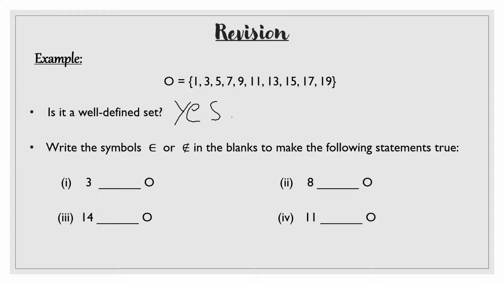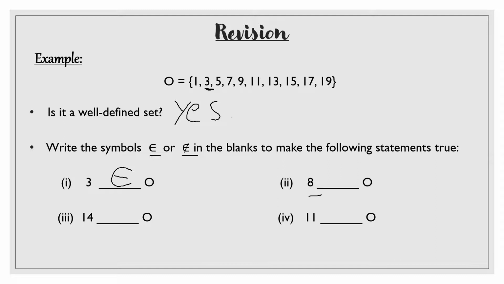The second question is to write the symbols ∈ or ∉ in the blanks to make the following statements true. First is 3. Does 3 belong to O or not? 3 is present in the set O. So yes, 3 belongs to the set O. So we'll use this symbol.